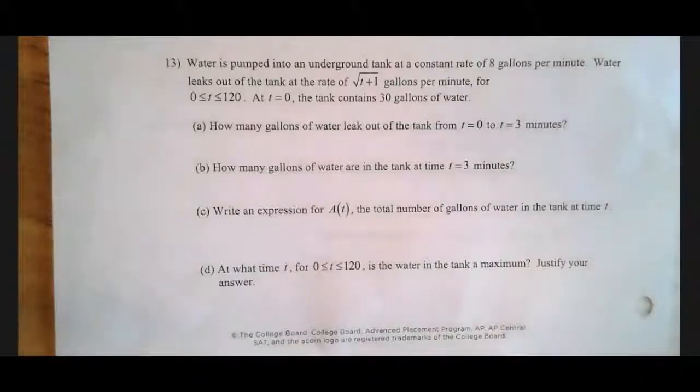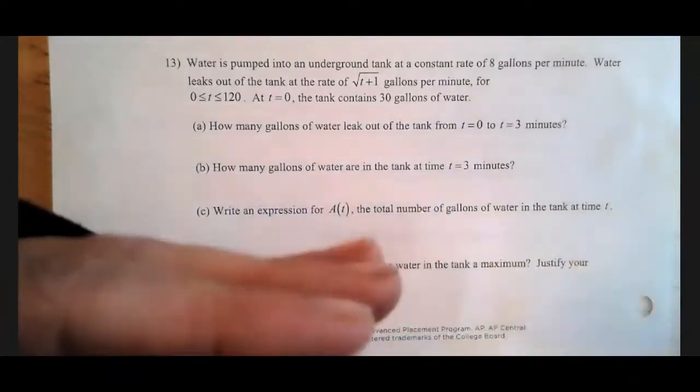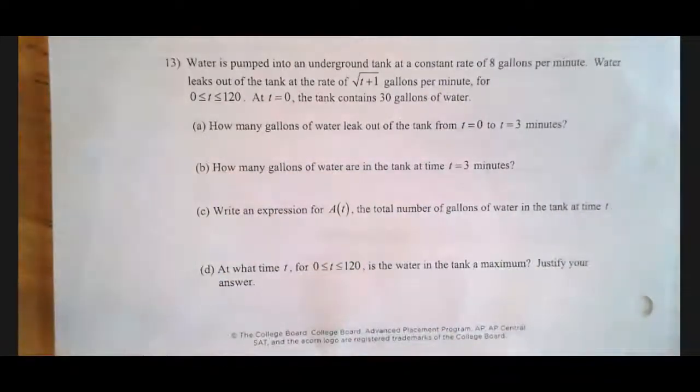So we're going to look at a free response question. It says water is pumped into an underground tank at a constant rate of 8 gallons per minute. Water leaks out of the tank at a rate of square root t plus 1 gallons per minute. So we have water being pumped in and water being pumped out. So again, rate in, rate out. That's what I am thinking when I see, read, or hear this problem.